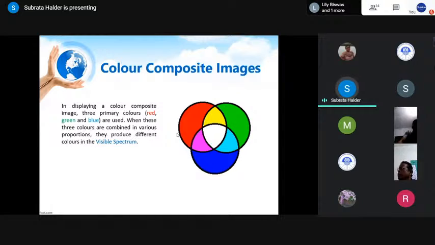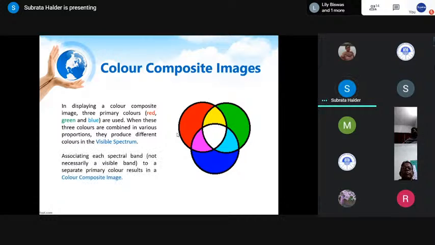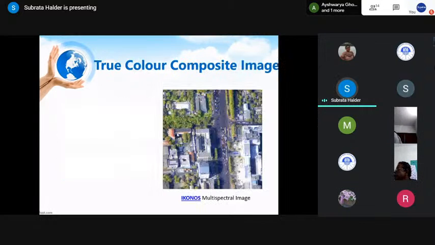Color composite image. In displaying a color composite image, three primary colors, that is red, blue, and green, are used. When these three colors are combined in various proportions, they produce different colors in the visible spectrum. Associating each spectral band, not necessarily a visible band, to a separate primary color results in a color composite image.